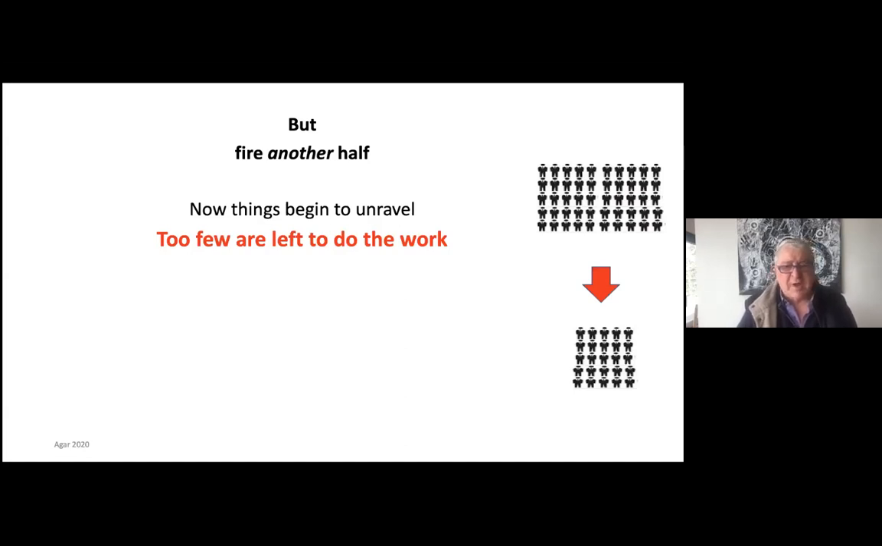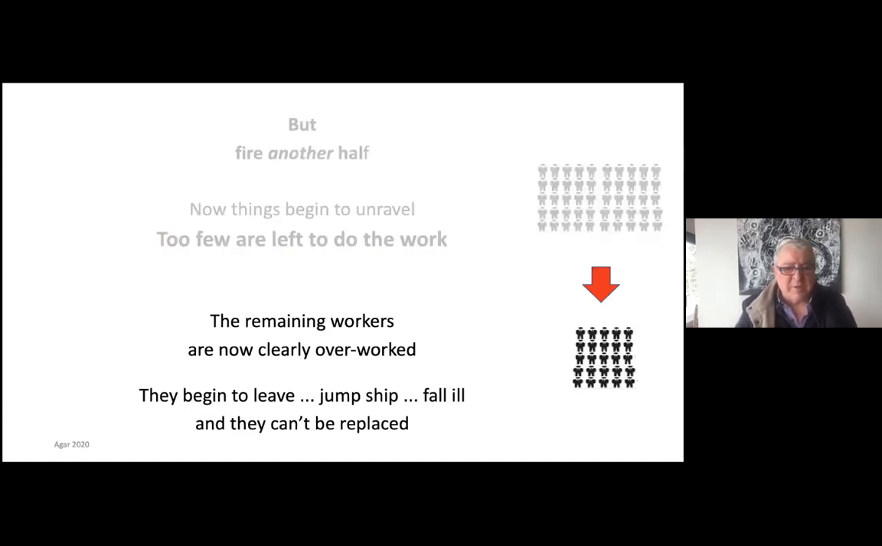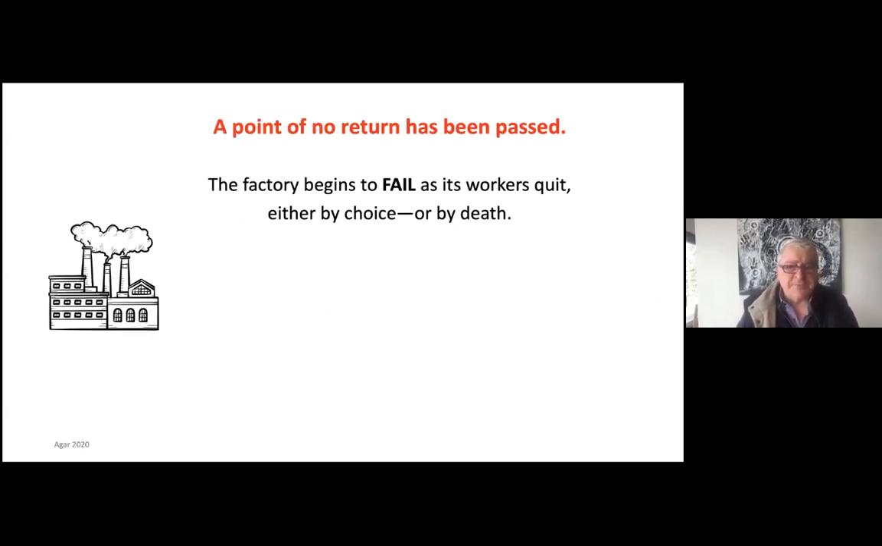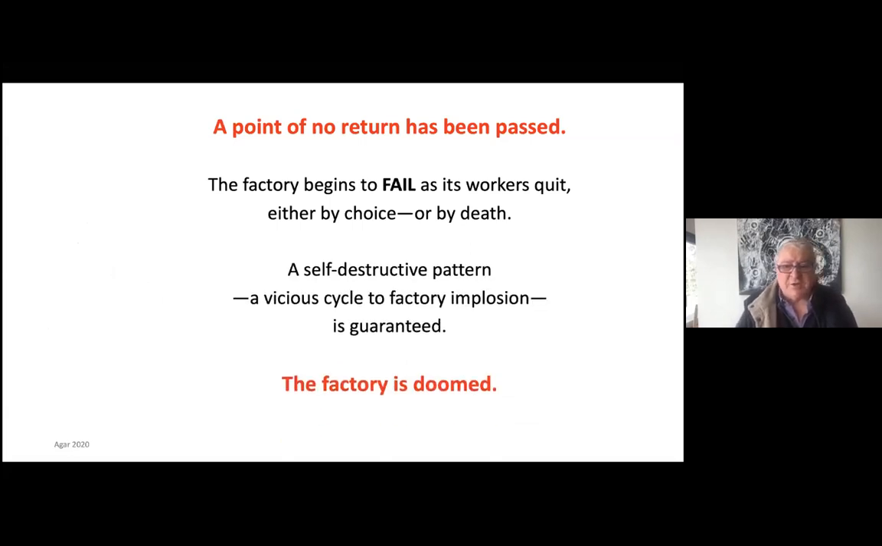But fire another half. Now things begin to unravel because there are too few workers left to do the work. The remaining workers will now be clearly overworked. They'll begin to leave, they'll jump ship, they'll fall ill, they'll just go somewhere else because they can't cope with the pace and the amount of work they're being asked to do. And of course, they won't be replaced, because who would want to come in and work in such a factory? There is no replacement available. You've reached a point of no return, because the factory begins to fail as its workers quit, whether by choice or by death. A self-destructive pattern is established. A vicious cycle comes in, establishes factory implosion, and the factory is doomed and guaranteed to be doomed.